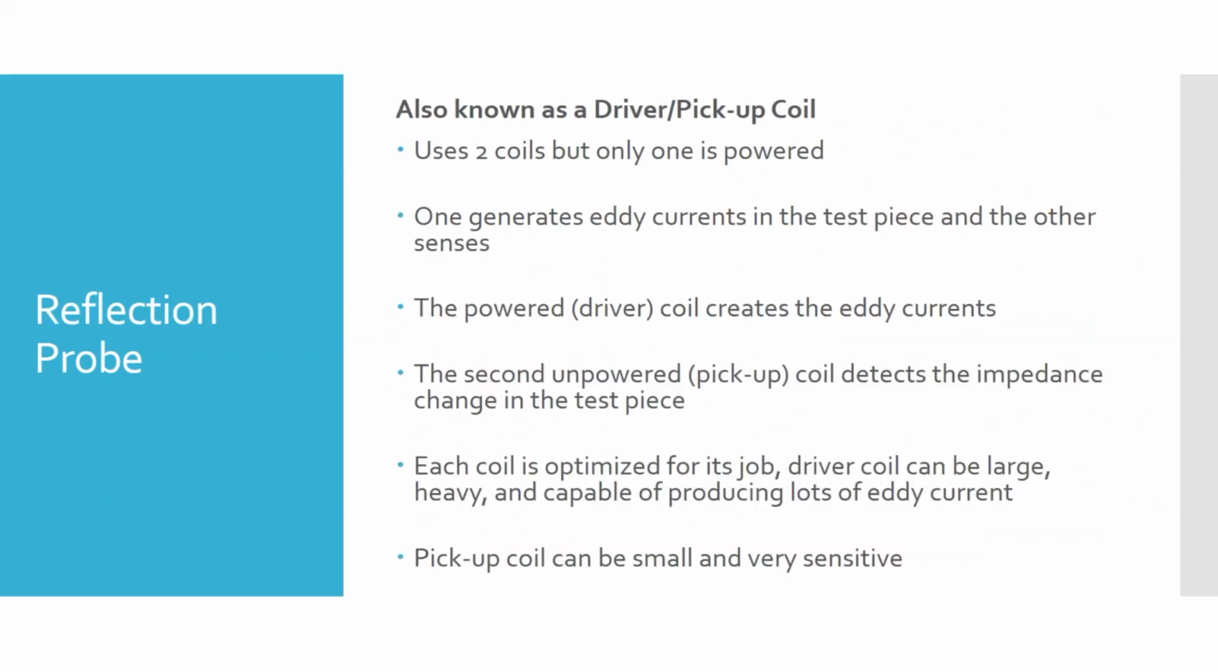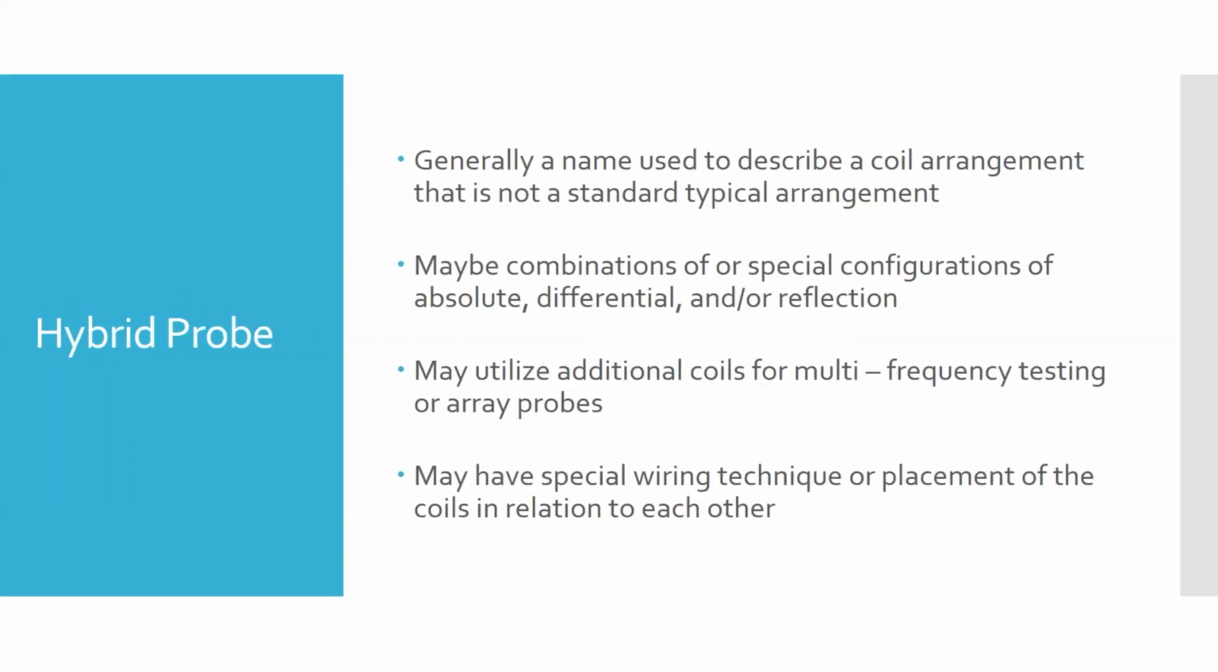And with reflection probes, we can find very, very small flaws because we can tailor our driver and our pickup coil to their specific purpose. One is better at creating those fields. The other one is better at sensing the fields. You don't get what's called skin effect as much because the pickup coil isn't being affected by the current being run through it.